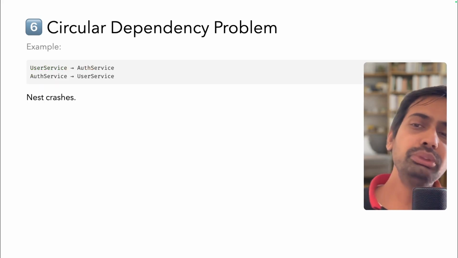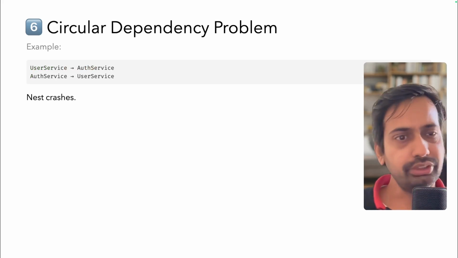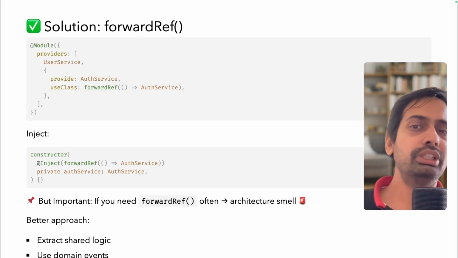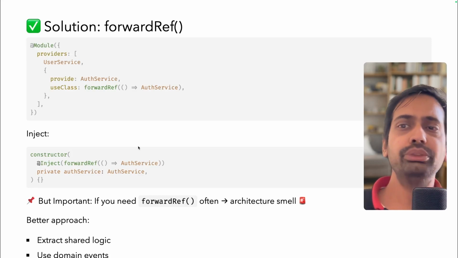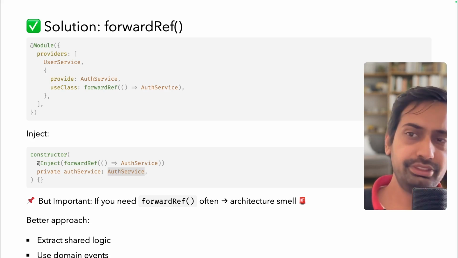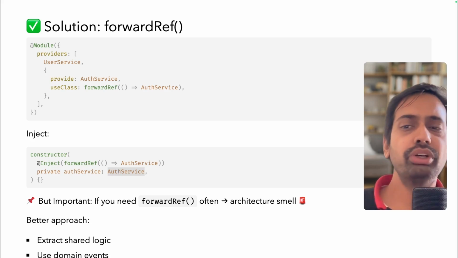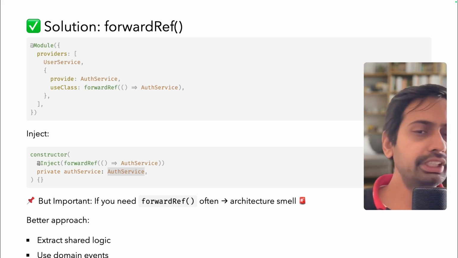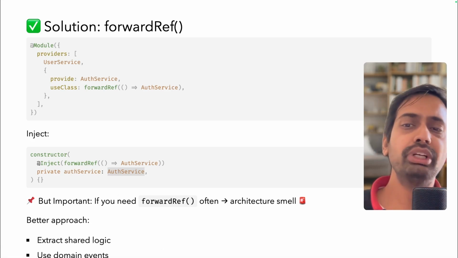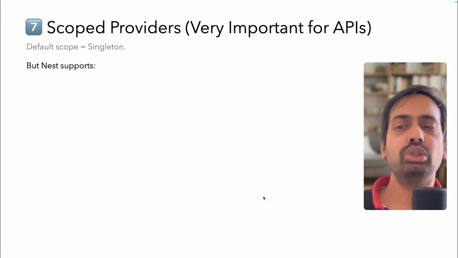Sometimes you see a user service and auth service, they are dependent on each other. So how can we avoid the circular dependency? Simple. Inside a provide, you can just use a forward ref, and whenever you are injecting that, you can just use forward ref. So at both the places you need to just use a forward ref so that user service will get auth service and auth service will get a user service. You just need to add a forward ref in their individual modules.